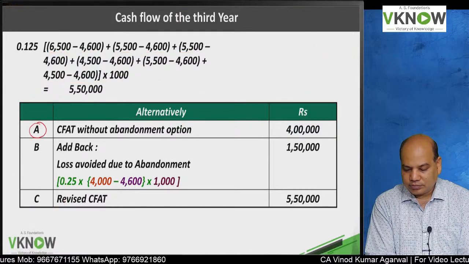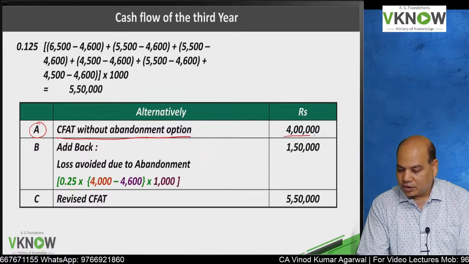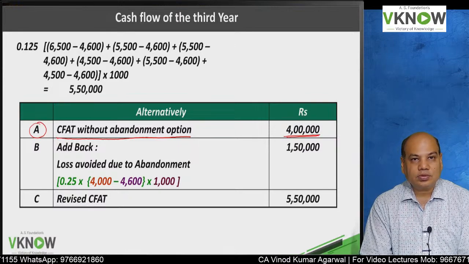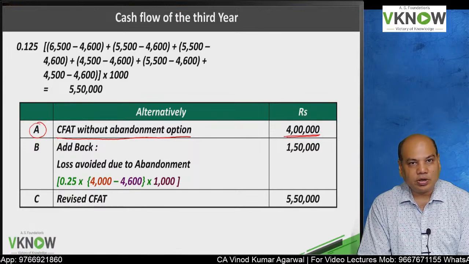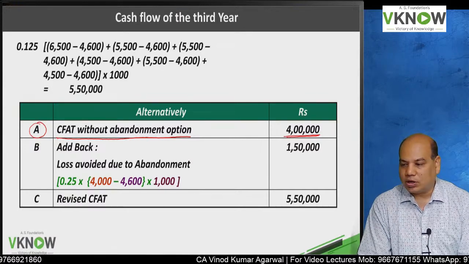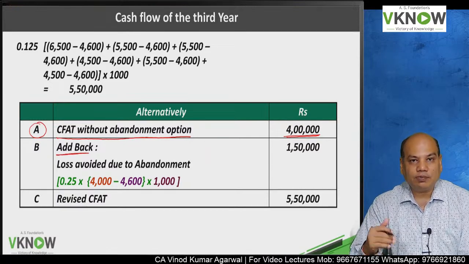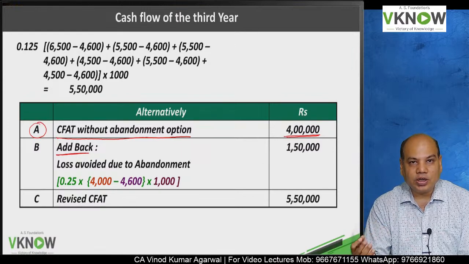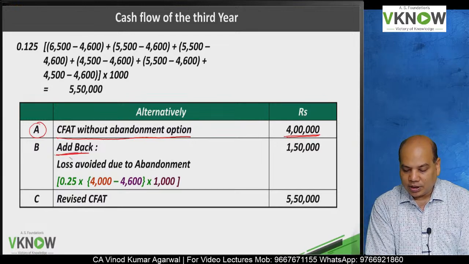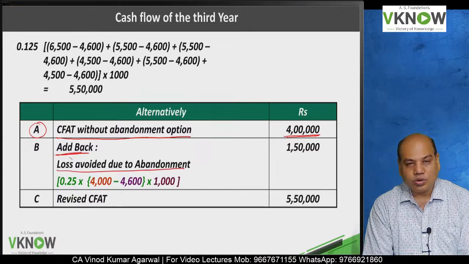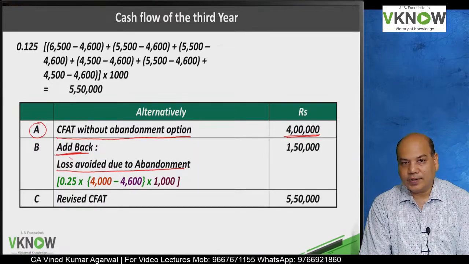First point A, write CFAT without abandonment option. If there was no abandonment option, my cash flow was 4 lakh rupees. But if I have an abandonment option, I can avoid the losses. I can avoid the losses by abandoning at the end of year 2. So add back loss avoided due to abandonment.